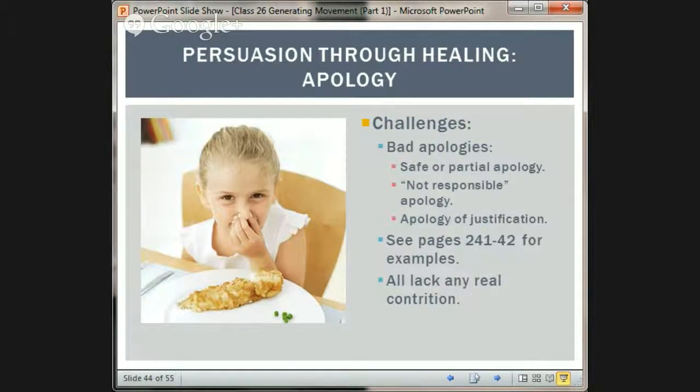All right, so what are the challenges of this approach? Well, there are really bad apologies, some that look for a safe or partial apology, one that doesn't acknowledge responsibility, and then an apology that basically says, I'm sorry, but, and there's a justification that follows. And there's a number of examples that you can look at to make the distinction. And at the bottom, all of them lack any real contrition or real acceptance of responsibility for the thing they're apologizing for, or for the harm that they may have caused.